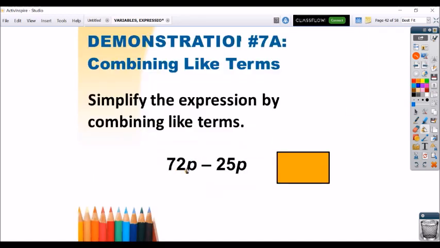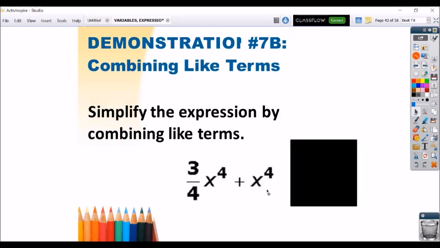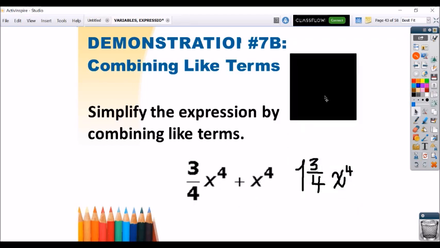So here we have 72p minus 25p. These are indeed like terms, so I can just evaluate 72 minus 25, leave the p the same, and I get 47p for that question. This is the expression in simplest form. Here I have x to the fourth and x to the fourth. The invisible number hanging out with the x is a 1. So 3/4 plus 1 is 1 3/4. So again, this simplifies to be 1 3/4 x to the fourth because the x to the fourth just stays the same.